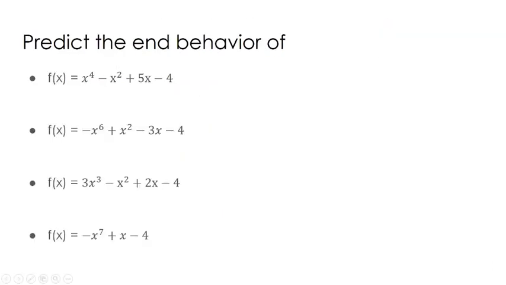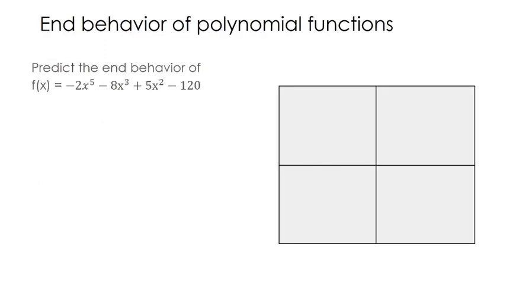So backing up, it says predict the end behavior of this polynomial function. We see it's a polynomial function, so the first thing we're going to do is identify the dominating term. And this right here is our dominating term, okay? And so what's going to happen is, based on that, our end behavior is going to fall in one of 4 categories. It might look like this. It might go up on both sides.